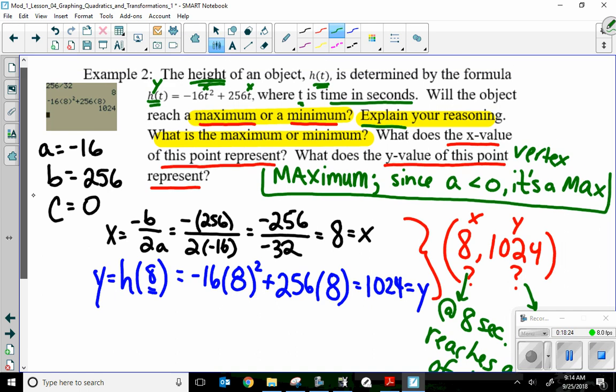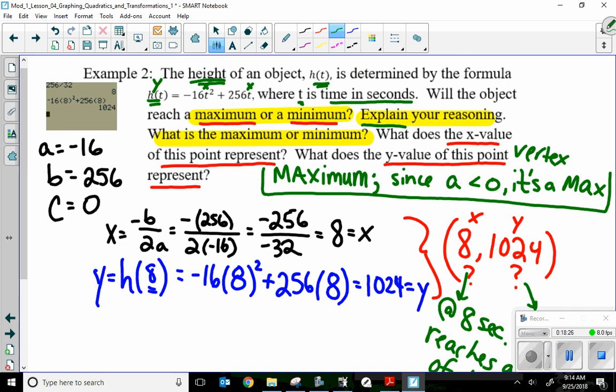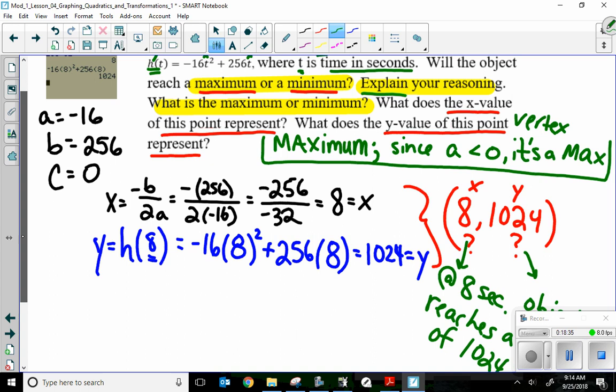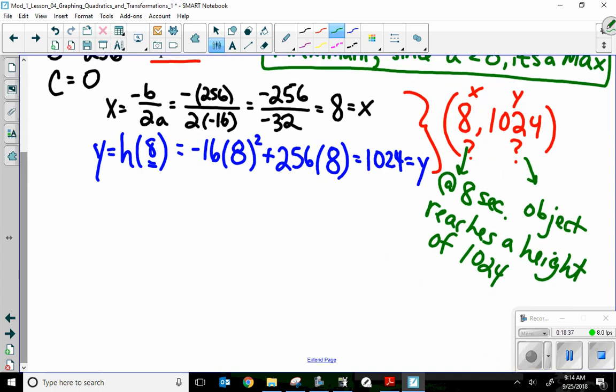The height of the object, h of t, is determined by the formula where t is the time in seconds. They don't give us what the object's min or max was. This gives a height of 1,024. Whatever the function is, they didn't give us. If it's feet, it'd be 1,024 feet. If it's meters, it'd be 1,024 meters. If it was inches, it would be 1,024 inches.